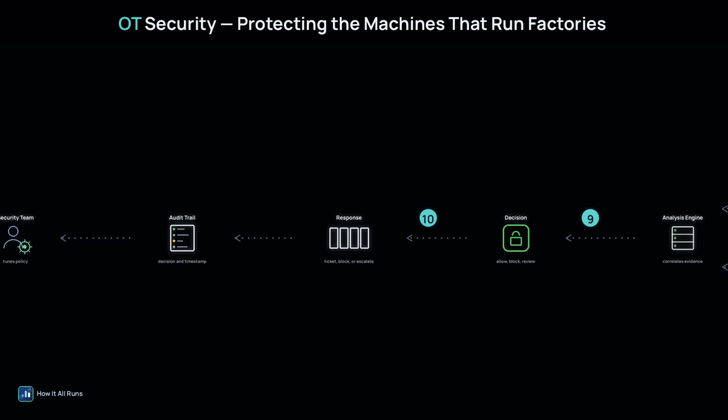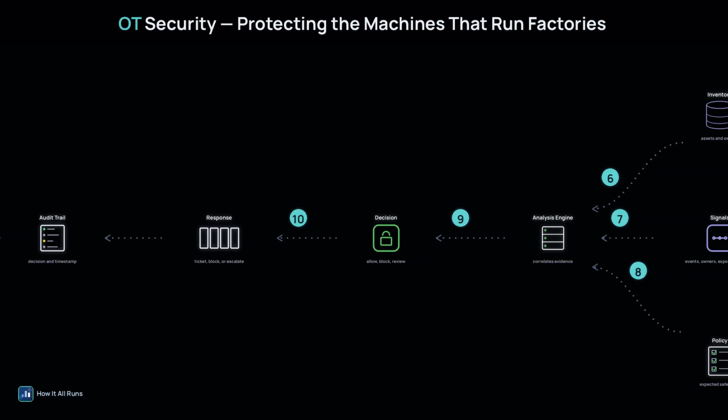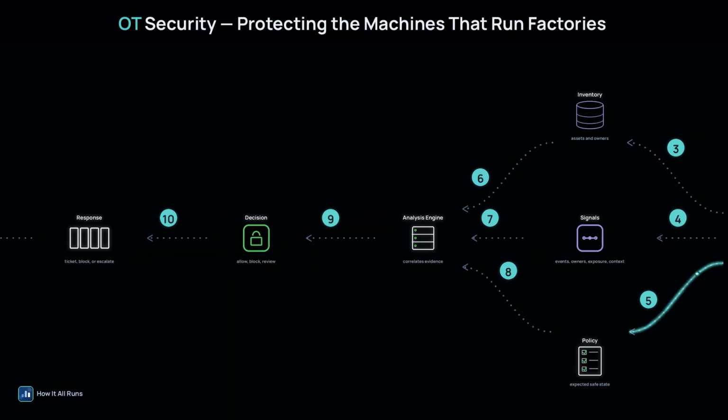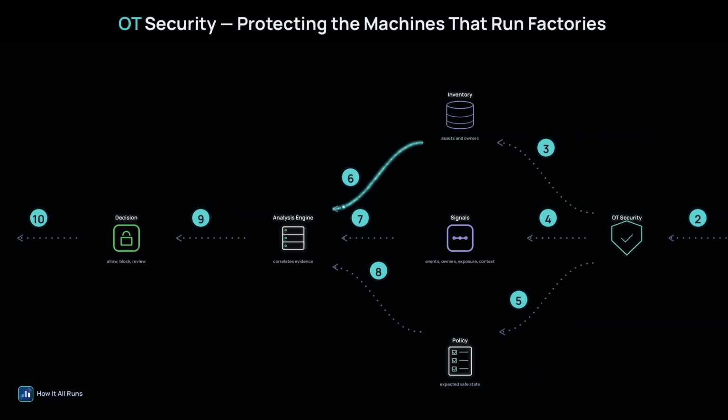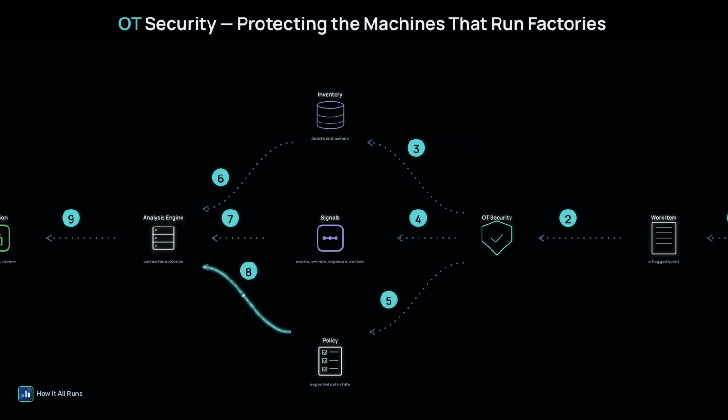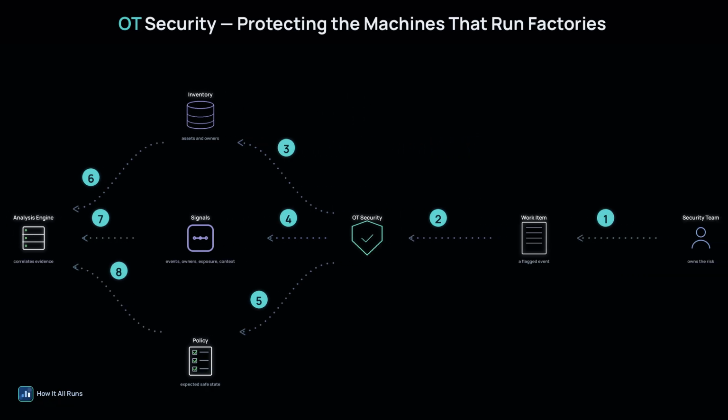OT security, protecting the machines that run factories, is the loop. Work enters, context and signals are collected, policy is applied, a response is chosen, and evidence is saved.